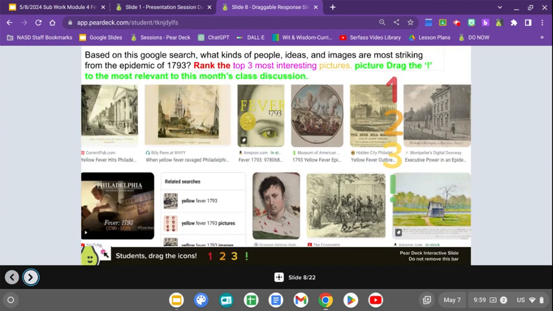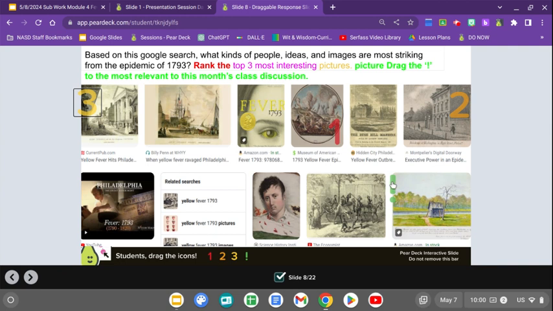Slide 8. Based on this Google search, what kinds of people, ideas, and images are most striking from the epidemic of 1793? Rank the three most interesting pictures and drag the exclamation points to the most relevant to this month's class discussion. Most interesting to me, where am I going to find number one? Is this sort of Dante-esque, hell-like picture here? It just looks like the inside of the bowels of the earth. All right. Number two, gotta say, repping Philly. I want to put a mural right there. And number three, gotta go with my Philadelphia right over here too. Just looking beautiful in that picture.